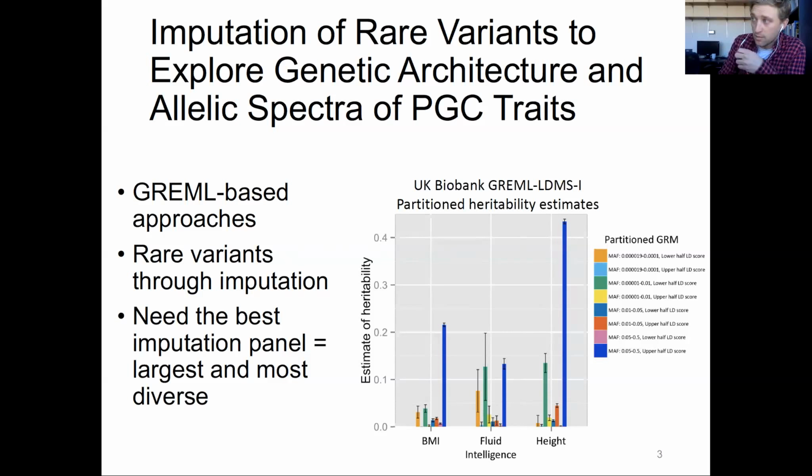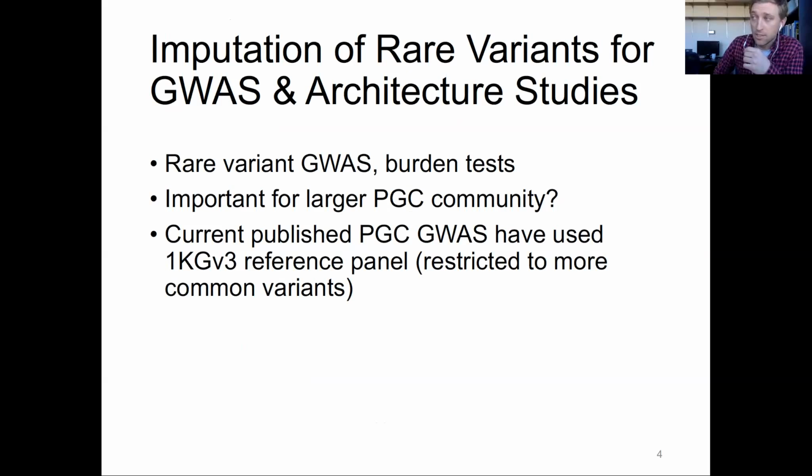But I think for the larger PGC community, there's potentially interest in this as well, whether it's GWAS or burden tests, that kind of thing. As far as I'm aware, the published PGC GWAS have used the 1,000 Genomes phase 3 data for imputation, which is great, but it is then restricted towards the more common end of the spectrum. So possibly using this larger, more diverse panel would get at some of these rarer variants, and that might be of interest to everyone else as well.